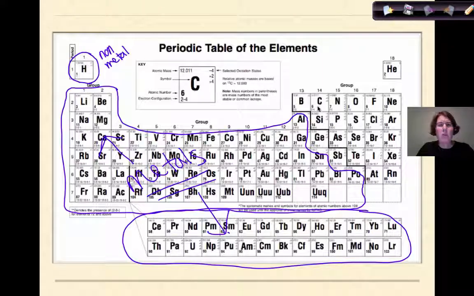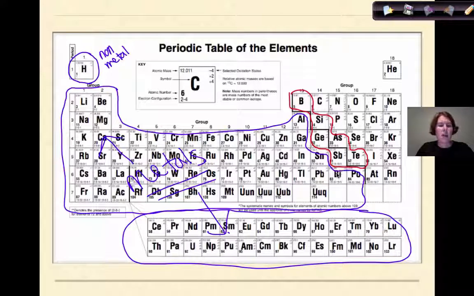Now our metalloids are those that have characteristics of both metals and nonmetals, and those will include boron and silicon and arsenic and tellurium, going down through here, and antimony and germanium, and back up through here. So those are our metalloids.